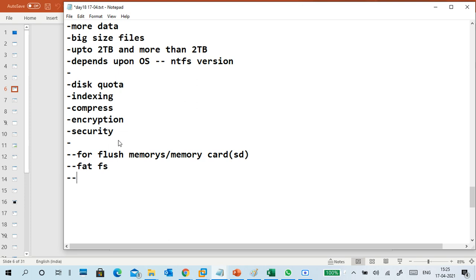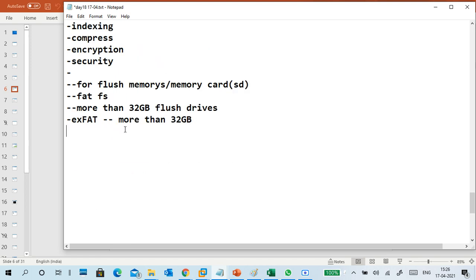But nowadays we are getting flash drives of more than 32 GB, mainly memory card types. So what is the solution for this? exFAT supports more than 32 GB of space.